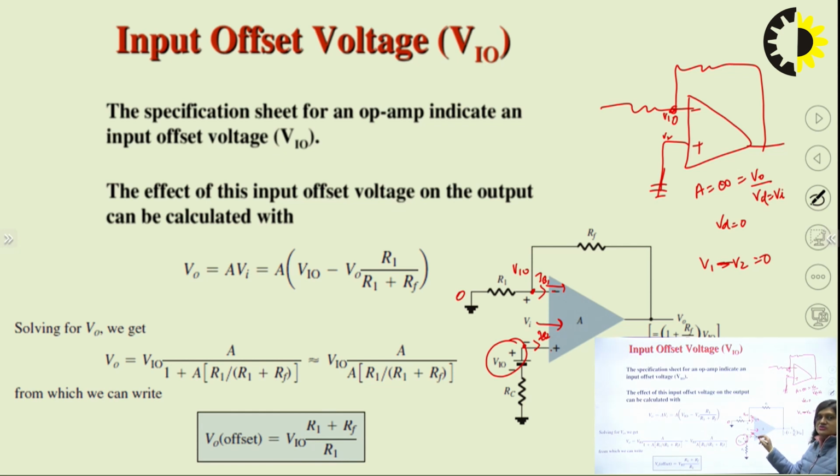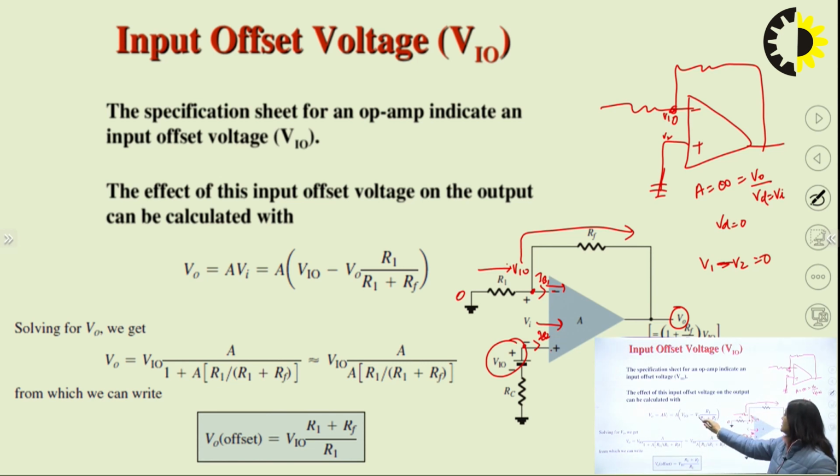So that's why there is no current flowing here. All the current that is coming from here flows through this path. This potential is Vi naught, so at this point the potential will also be Vi naught. So we can find the output voltage V naught is equal to A times Vi.